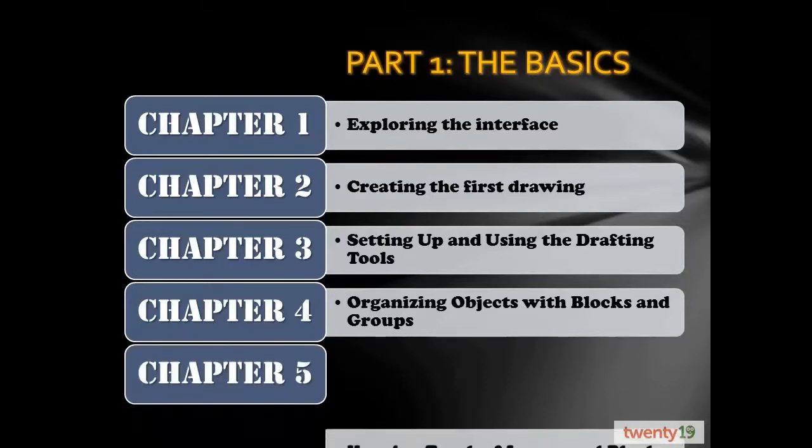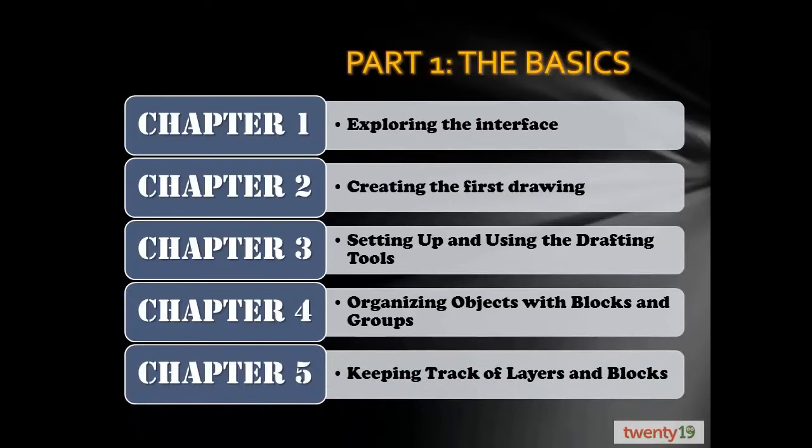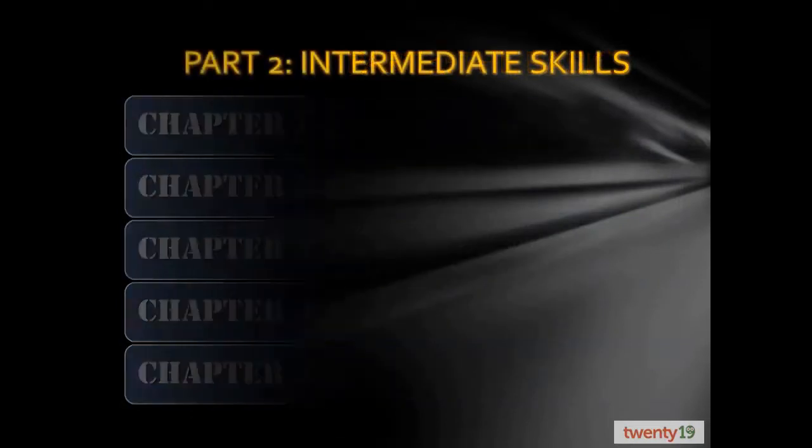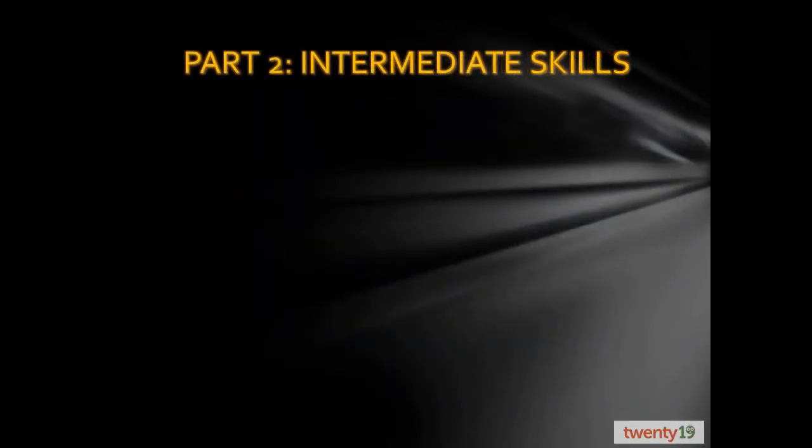Chapter 5, keeping track of layers and blocks. This shows you how to use layers to keep similar information together and object properties such as line types to organize things visually. After you have understood the basics, you will begin to explore some of the more subtle qualities of AutoCAD in the second part. This part contains 4 chapters.